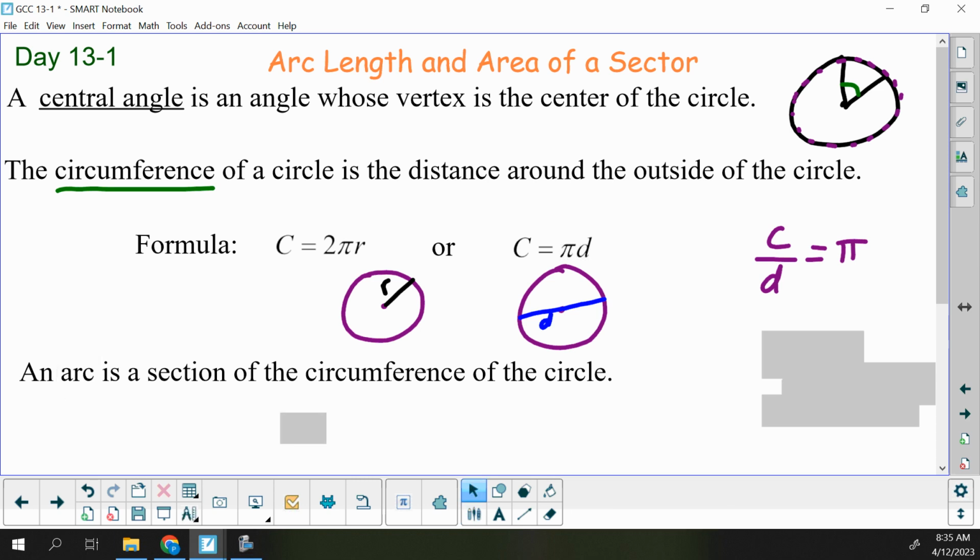And our last fill in the blank there, an arc is a section of the circumference of the circle. In our picture on the top left, an example of an arc would be like this. Think of the arc as like the crust of a slice of pizza.